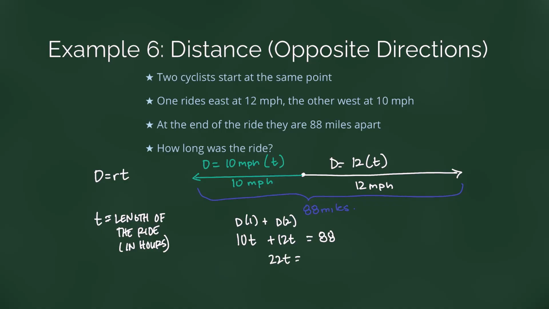So we get that 22t equals 88. This is a very easy linear equation to solve. So t is equal to 4. So the ride was 4 hours long. We can do a quick mental check. That means that this rider over here went 48 miles. And this rider went 40 miles, and those do in fact add up to the 88 miles that were covered between the two of them.